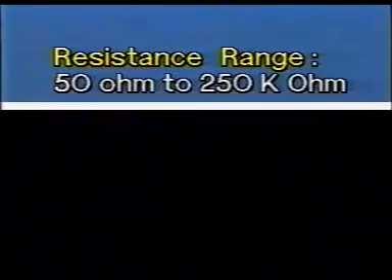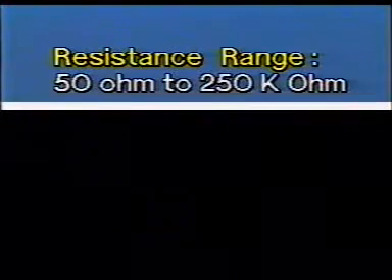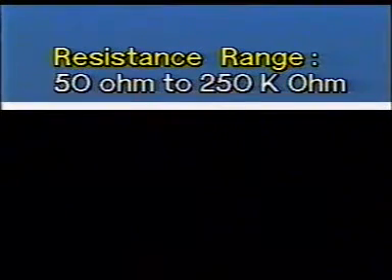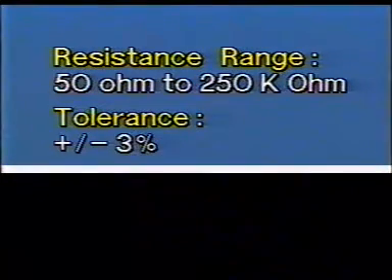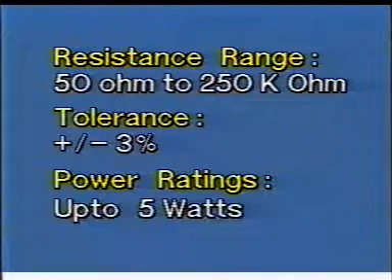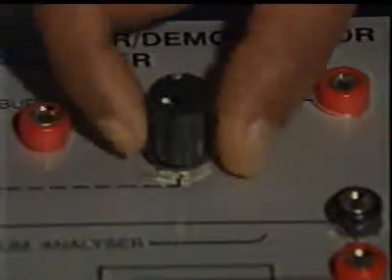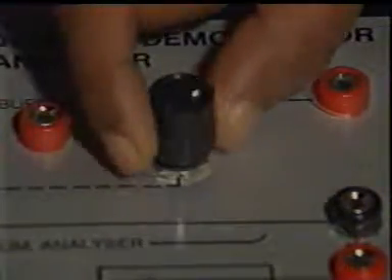Multi-turn pots generally have 10 or more turns. These pots have resistance range of 50 ohm to 250 kilo ohm with a tolerance of plus minus 3% and power ratings up to 5 watts. These are used in applications that require precise setting of a resistance value.